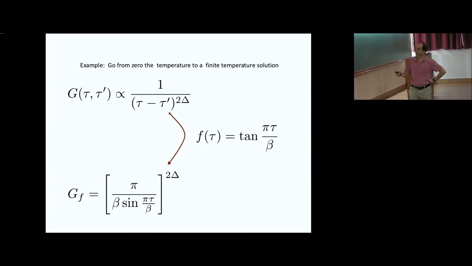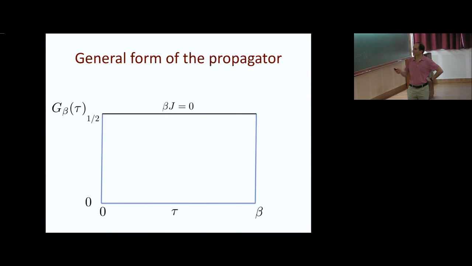And when you do that map, then you get this solution, which is the solution at finite temperature. So if you write down the scaling ansatz, that would be the very zero temperature ansatz, then you can go to the finite temperature solution by this transformation. So that's an example of the usefulness of this relationship.